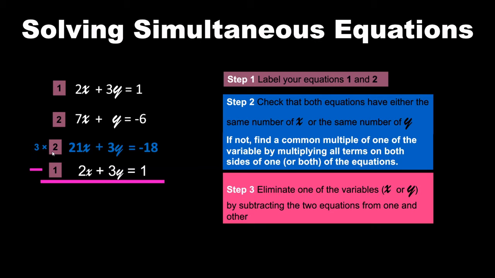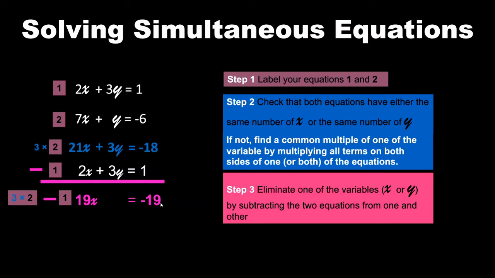3 times equation 2 minus equation 1, so I will label that. And I'll do 21x minus the 2x. That'll be 19x. And 3y minus 3y is how we manage to eliminate the y variable. And don't forget to also subtract the values on the right-hand side. Negative 18 minus 1 is negative 19. So we have 19x is equal to negative 19. This is not equation 1. This is not equation 2. This is 3 times equation 2 minus equation 1, which has left us with a single variable equation that we can solve.